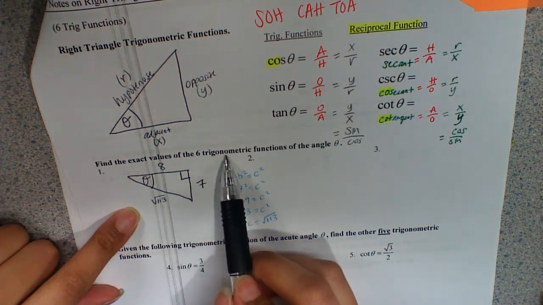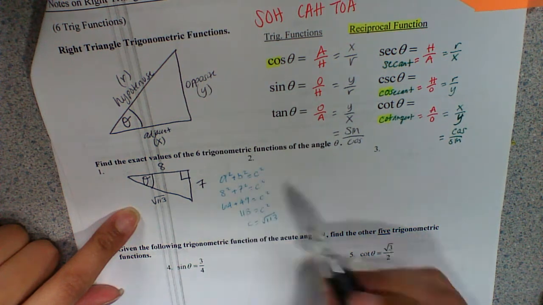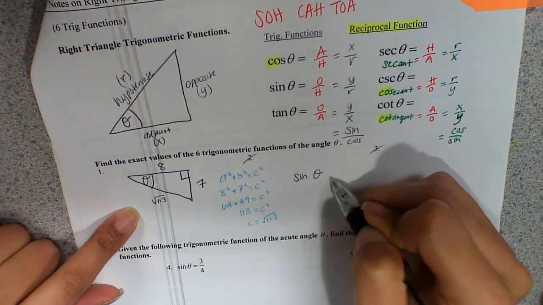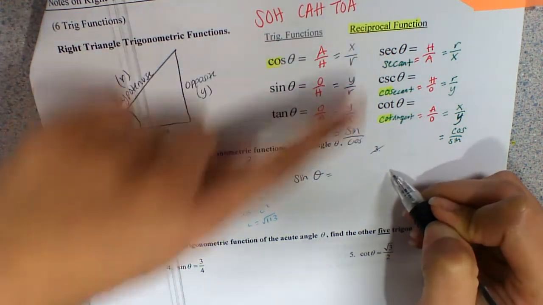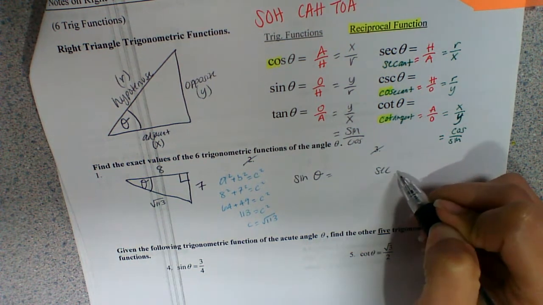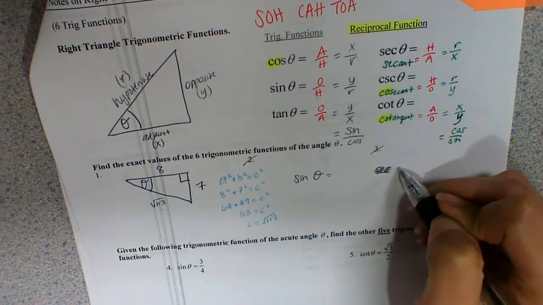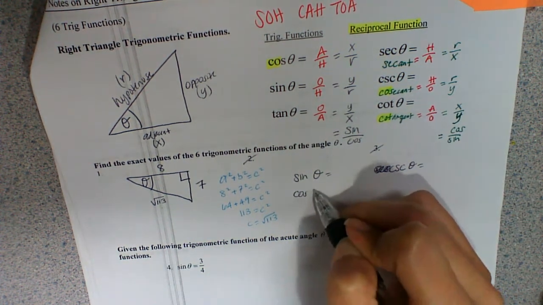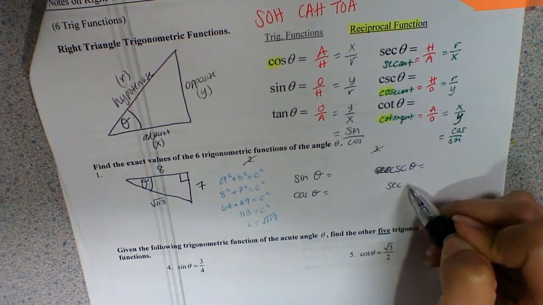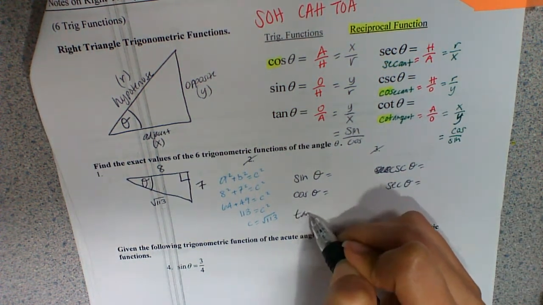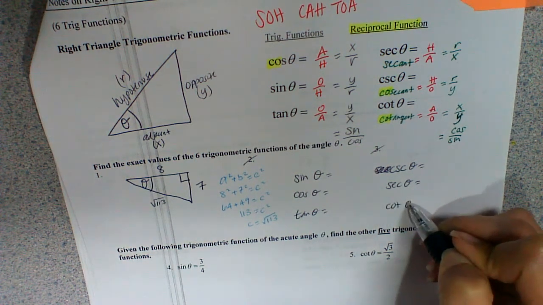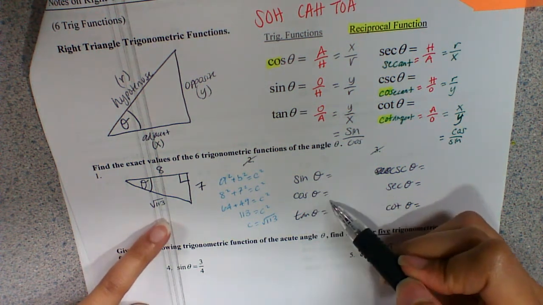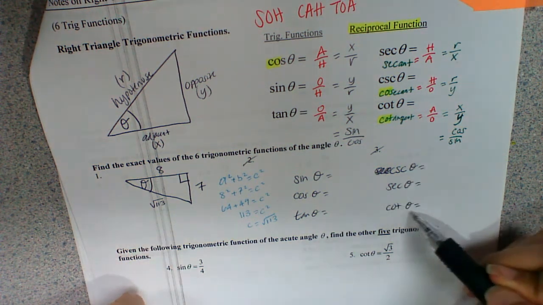So find the exact values of the 6 trig functions. So I'm going to ignore this so we have more room to work. So I want sine of theta, its reciprocal, which from above, remember, is cosecant. I want cosine and its reciprocal, which is secant. And I want tangent and its reciprocal, which is cotangent. So based on SOHCAHTOA, I can find these 3, but then all I have to do is reciprocate them to find the other 3 trig values.